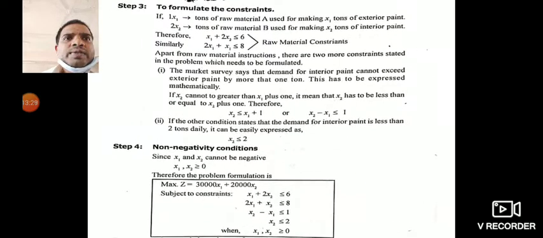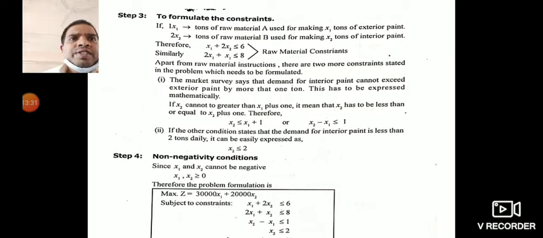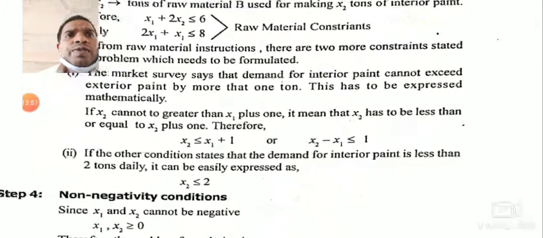Next, third one is other constraints. When it comes to constraints, it comes to raw material. For that one we can write x1 plus 2x2, the maximum availability is there, so we can write the symbol less than or equals to 6. And for the second constraint, for pigment B, that is 2x1 plus x2 less than or equals to 8.